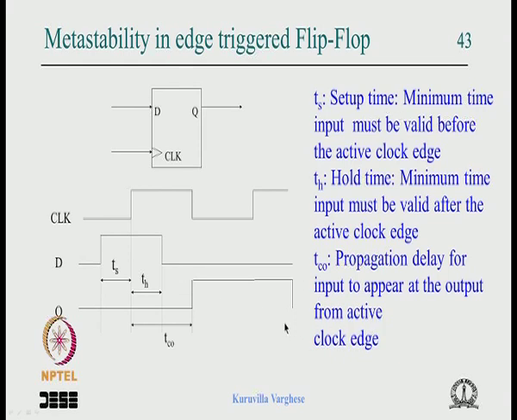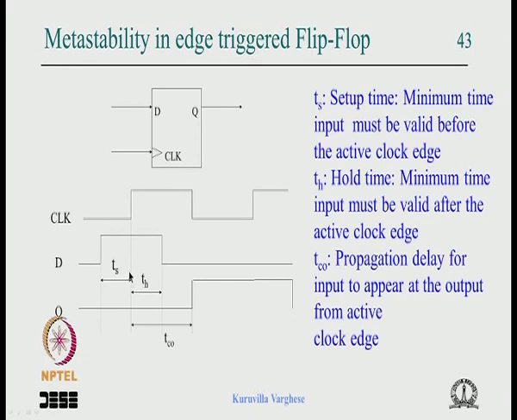That means once again, for D to go to Q you have to meet setup and hold time, that is all. But what happens if this is not met? That means the master is getting cut off and you are still changing the input. Okay. So what happens then? That needs a little bit of analysis.